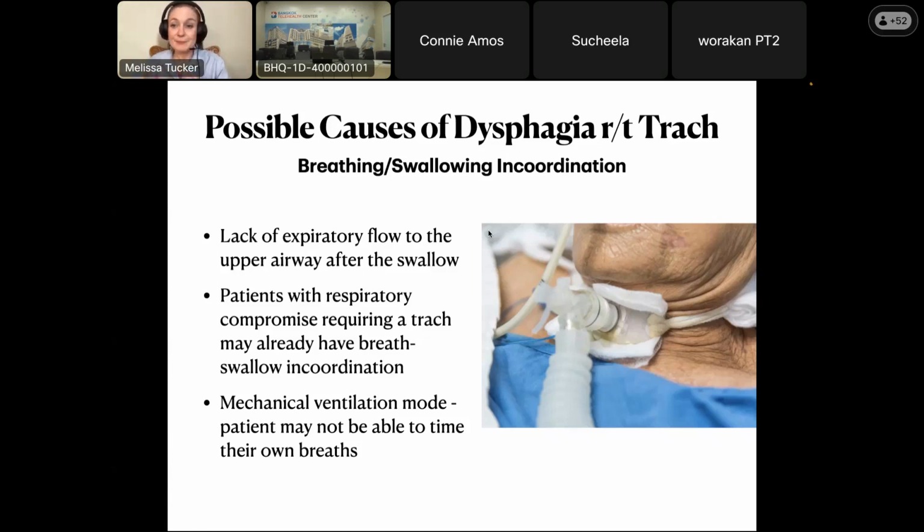Patients with respiratory compromise, so patients who have a trach for respiratory failure, may already have breath-swallow incoordination. And mechanical ventilation will really depend on the mode, on the ventilator settings. So in some modes like pressure control, the patient is not able to time their own breaths. The ventilator is doing that for them. So it's very difficult for the patient to coordinate their swallowing and when they take a breath. There are other ventilation modes like pressure support and a few other modes where the patient has control over their respiratory rate. And those patients can be better able to coordinate their breathing and their swallowing.